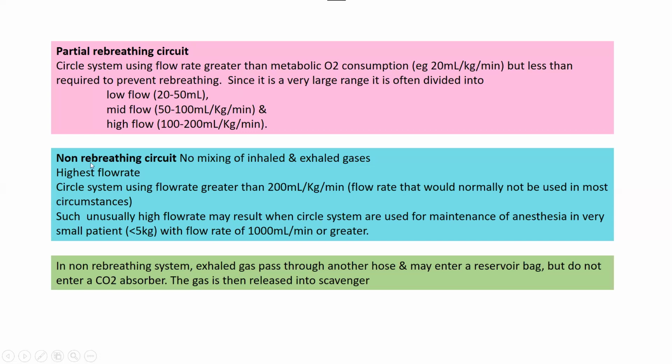Then we have the complete non-rebreathing circuit, in which there is no mixing of inhaled and exhaled gases. It has the highest flow rate, in the circle system using a flow rate greater than 200 ml per kg per minute, and in some books you might see it as greater than 300 ml per kg per minute. This flow rate would normally not be used in most circumstances, so it is the least used breathing circuit.